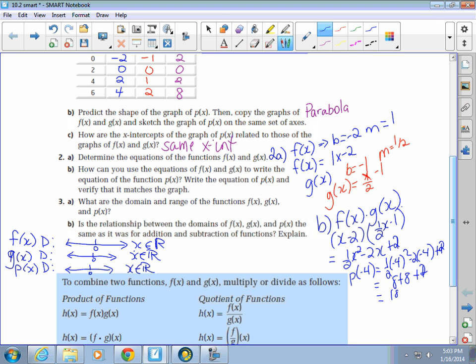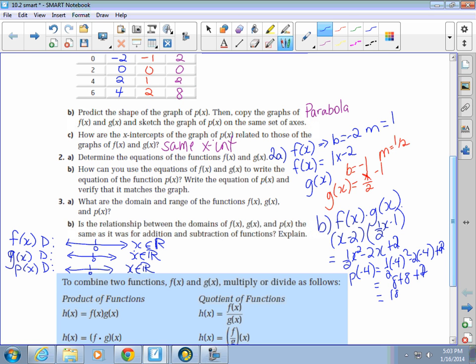It says, is the relation between the domain and range of f of x, g of x, and p of x the same as it was for addition and subtraction? And explain. Well, it is. Whatever you graph in your f of x and g of x, when you multiply them together, it's going to affect your product. In this case, your domain was all exactly the same. In our addition ones, they weren't always the same. It depended on what values you had in there.